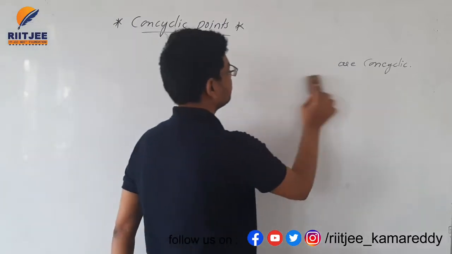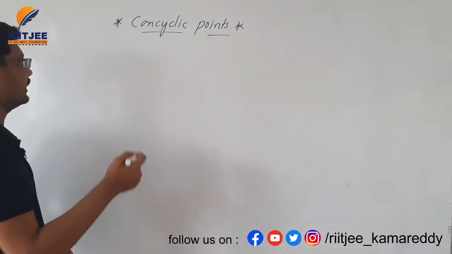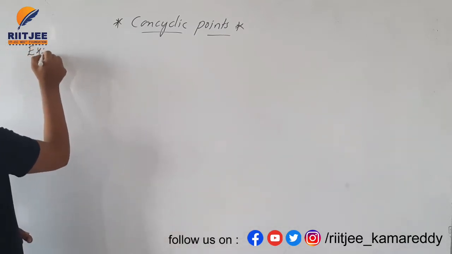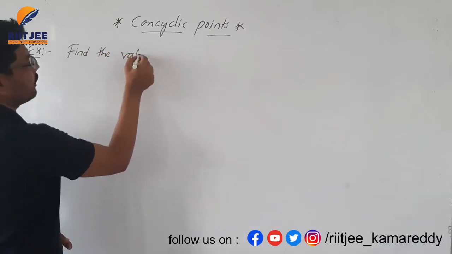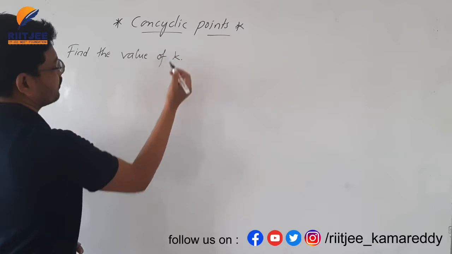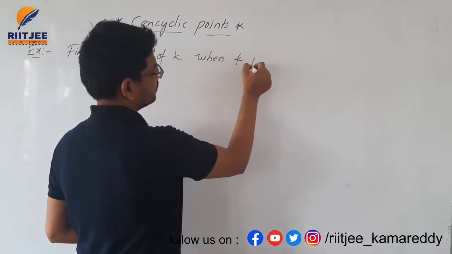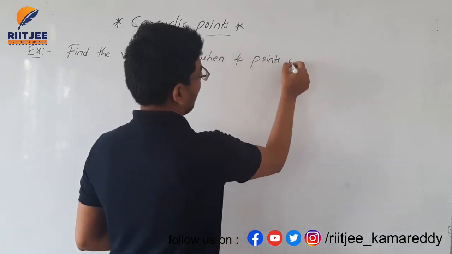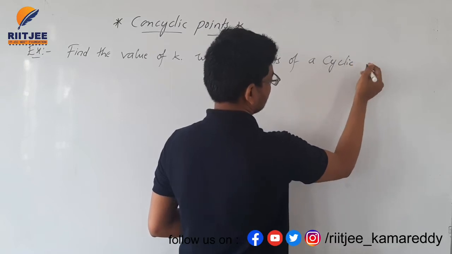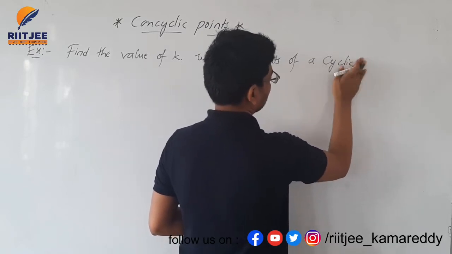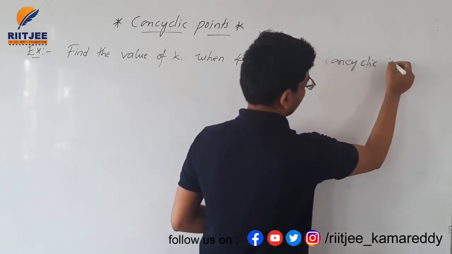And the next one, find the value of k when 4 points of a concyclic is given.